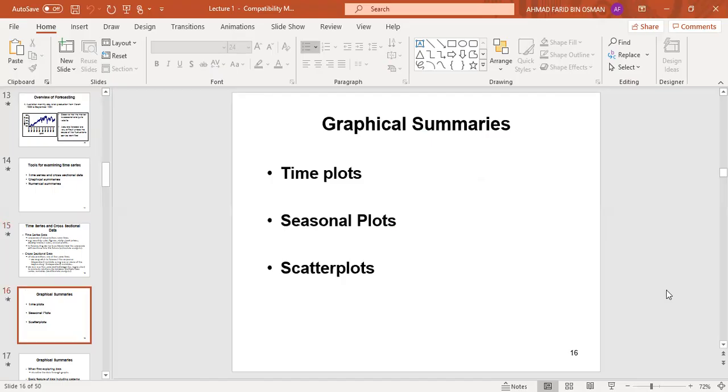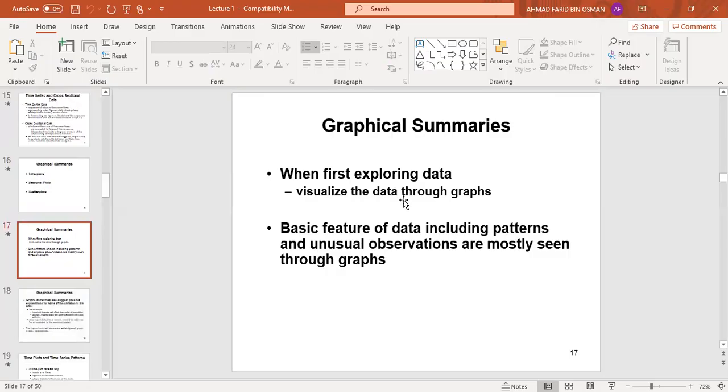Okay, the graphical summaries. We have the time plot, seasonal plot, and scatter plot. There are other graphical summary techniques that we can use, but in this lecture I introduce these three graphical techniques that we can use to analyze time series data.